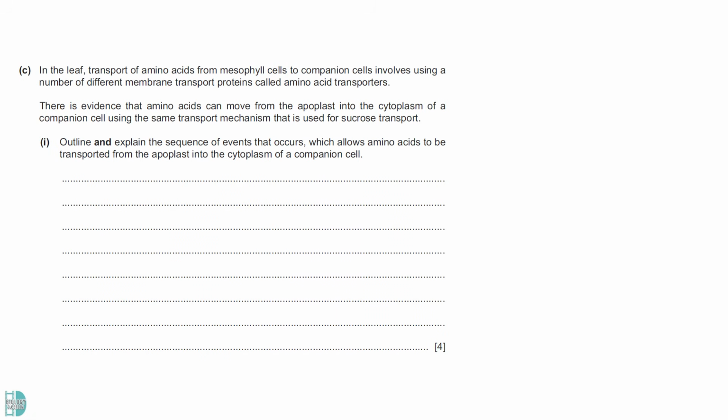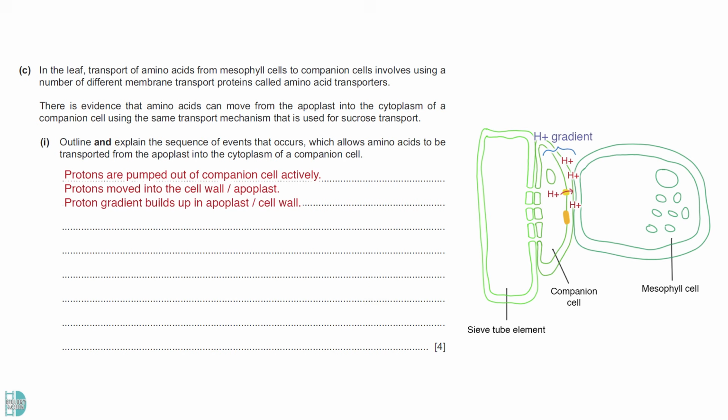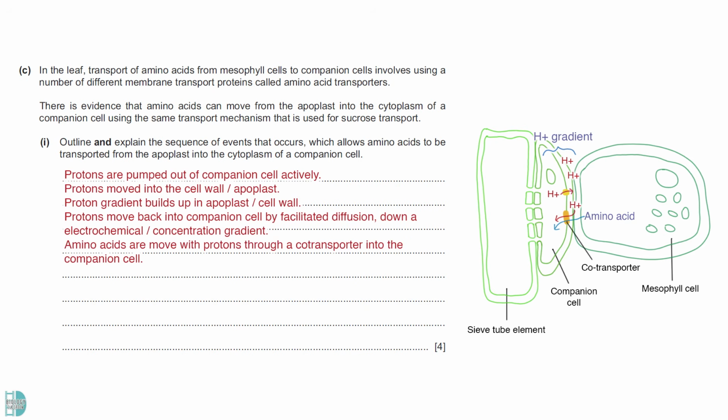C1. Outline and explain the sequence of events that occur which allows amino acids to be transported from the apoplast into the cytoplasm of a companion cell. Protons are actively transported out of the companion cell. They are pumped into the cell wall or apoplast. A proton gradient builds up in the cell wall. Protons then move back into the companion cell by facilitated diffusion, down the concentration gradient. They move through a cotransporter. Amino acids are cotransported with protons.